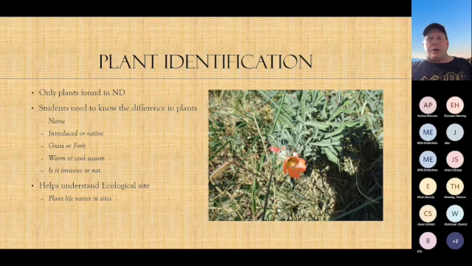And this, by the way, is probably one of my favorite forbs out there. This is called a scarlet globe mallow. It's not very big, it's very showy. And you would think you'd find this in a very moist area, and you don't. You find it in a very shallow site or a thin loamy site.